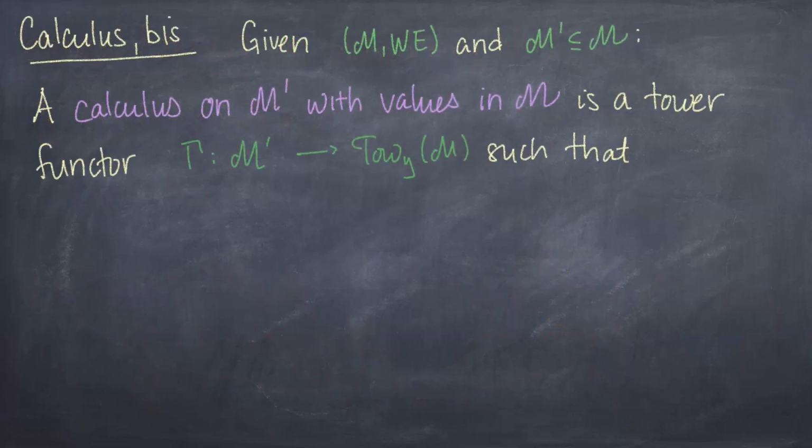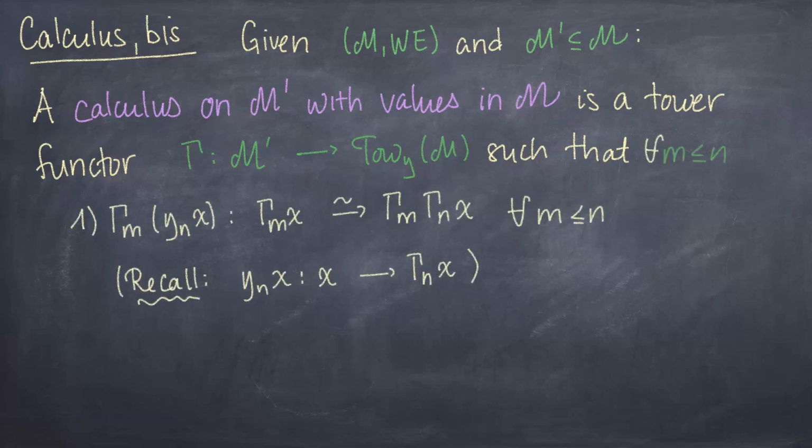Okay, so now we're back to a situation where we have a category M equipped with some collection of weak equivalences. And now I'm going to fix some subcategory M prime, where the objects are of particular interest or particularly easy to work with, or for some reason I want to focus on some subcategory of M. And then what I'll call a calculus on M prime, this subcategory, with values in the category M, is going to be one of these tower functors from M prime to the augmented towers in M that is going to satisfy certain nice homotopical properties.